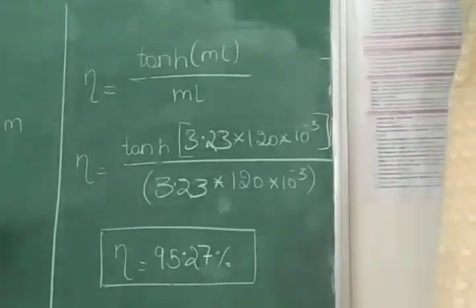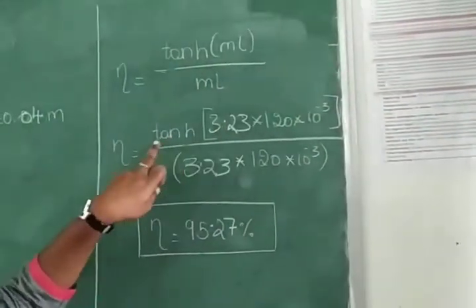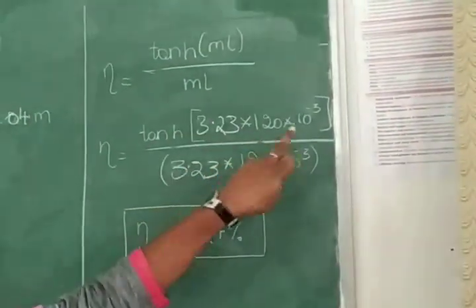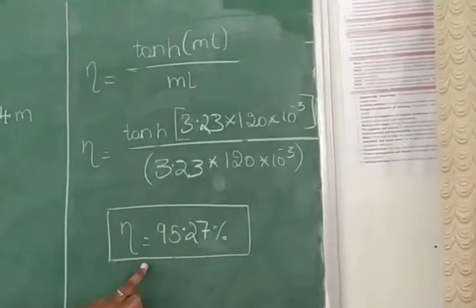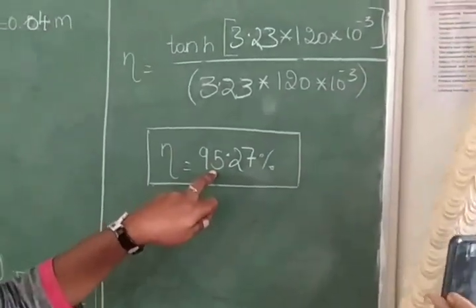Next we need to find the value of efficiency, that is tanh(ML) divided by ML. M is 3.23 and L is 120 millimeter, again M into L. If you do the calculation, we are getting the efficiency of that pin fin using forced convection as 95.27.